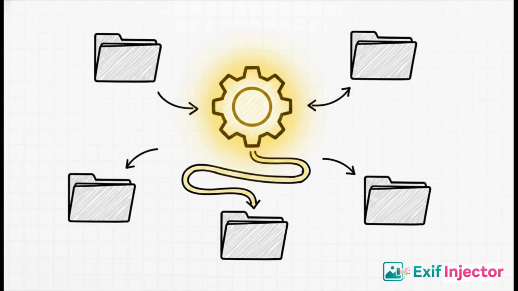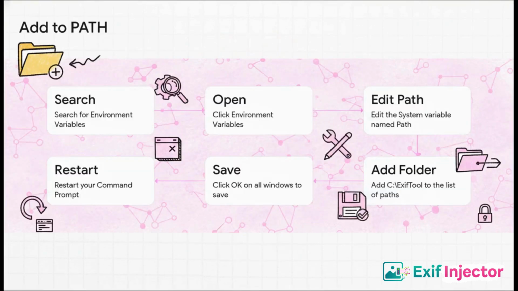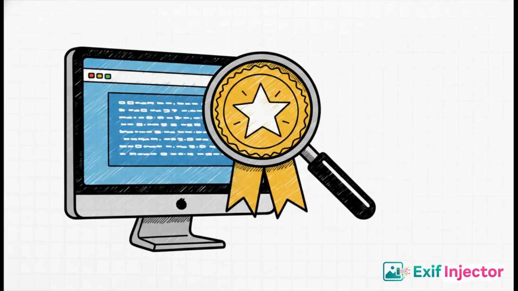Now the real secret sauce here is adding it to your system path to run commands anywhere. Simply edit those environment variables, pop in the new folder path, and restart your command prompt. All set? Type exiftool -ver right in your prompt to instantly check your current version.